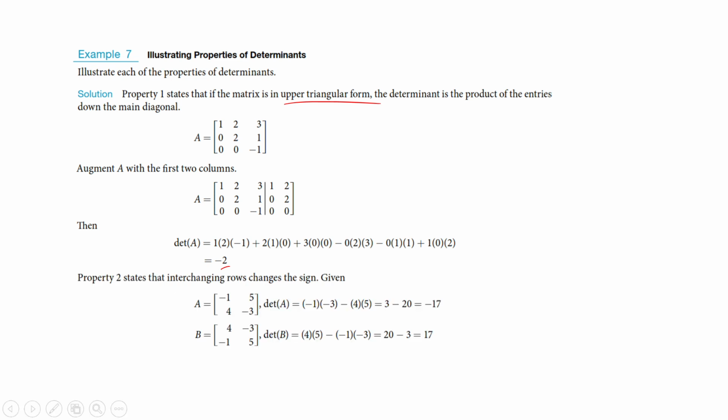Okay, so the second property says if you interchange rows, you change the sign. The reason for that is that if you flip the rows around, you're going to change the diagonals. Remember, the way the determinant is formed is you go down on the diagonal, subtract up on the diagonal. Well, if you interchange that, you're flipping the order. So by interchanging rows, you change the sign of the determinant.